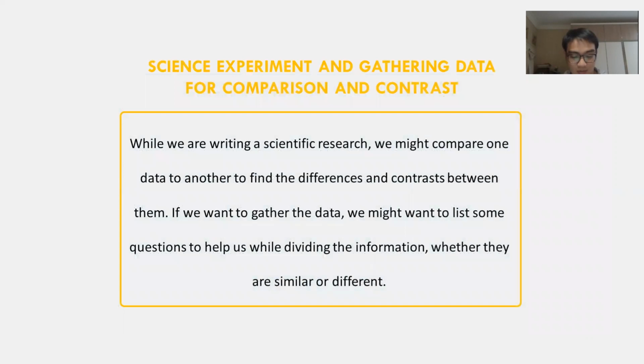And finally, we have reached the final discussion. It's about the science experiment and gathering data for comparison and contrast. So basically, while we are writing scientific research, we might compare one data to another to find differences and contrasts between them. If we want to gather the data, we might want to list some questions to help us while dividing the information, whether they are similar or different.